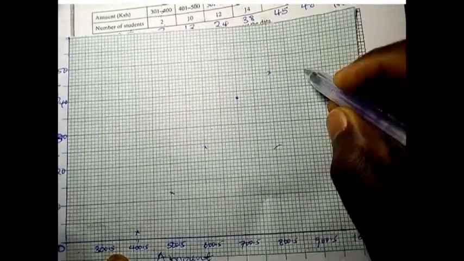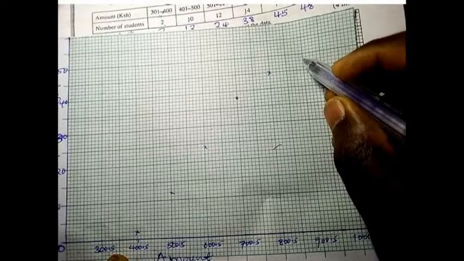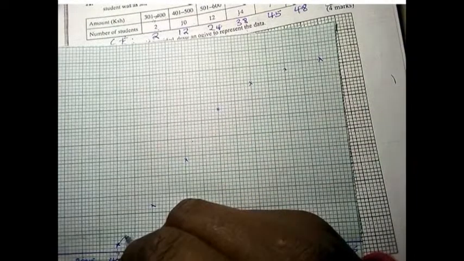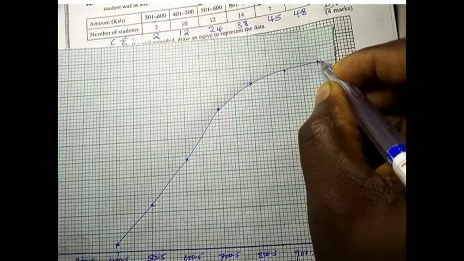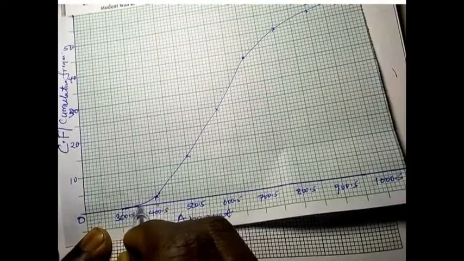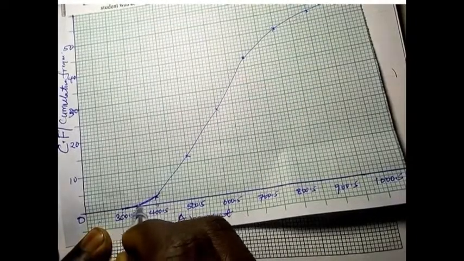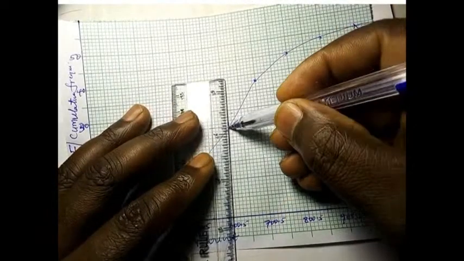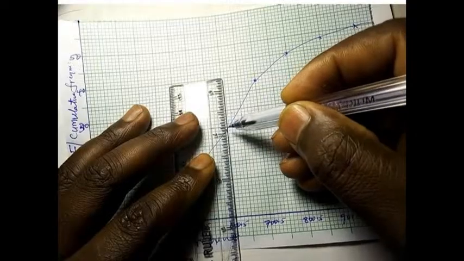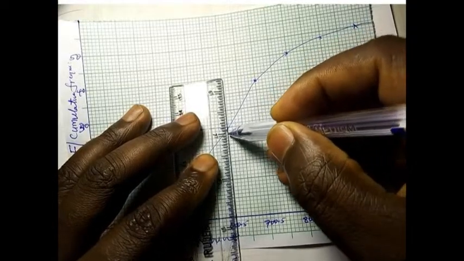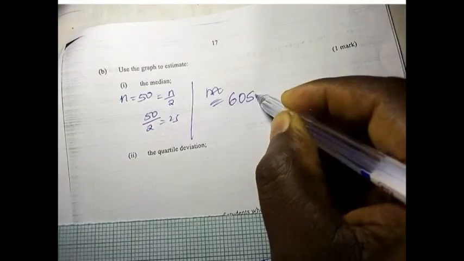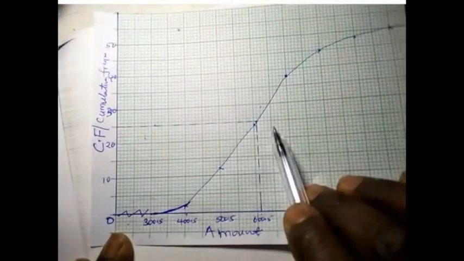There, and then 1,050 you draw. So we rejoin up to the lower limit like that, and then from here you draw downwards and 5. So the median is 605. Using the graph you must score.